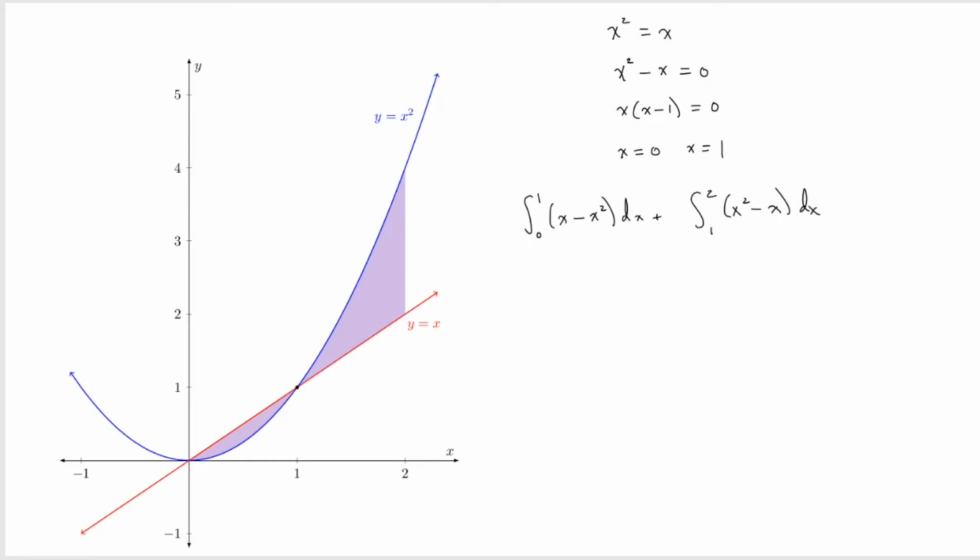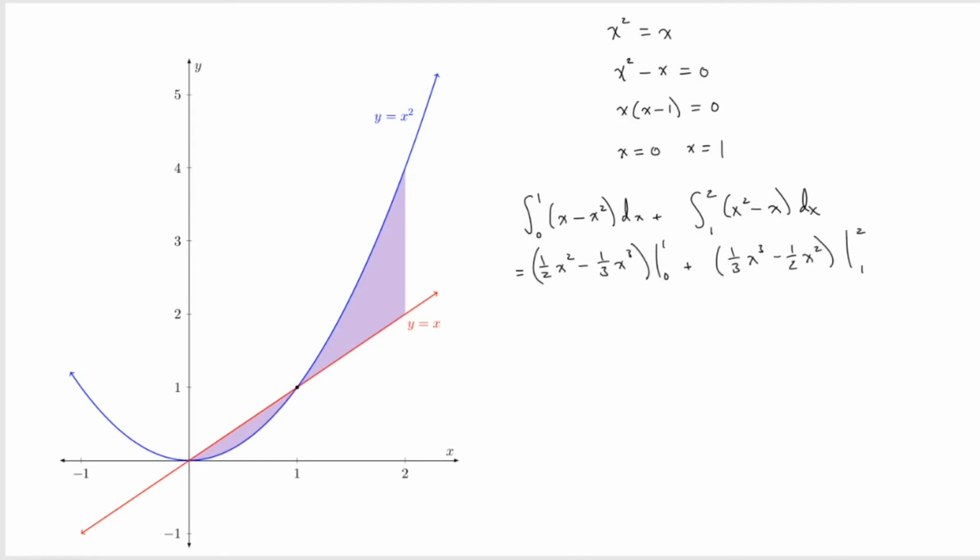In other words, here is our expression for the area. It's the integral from 0 to 1 of the top curve minus the bottom curve, that's x minus x squared, added to the integral from 1 to 2 of the top curve minus the bottom curve, that's x squared minus x. And these are easy integrals.